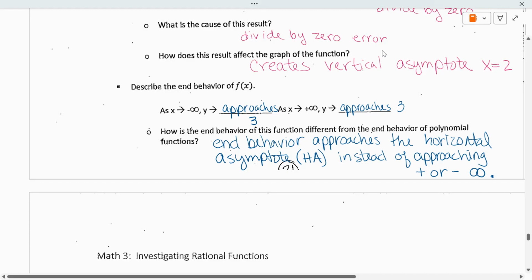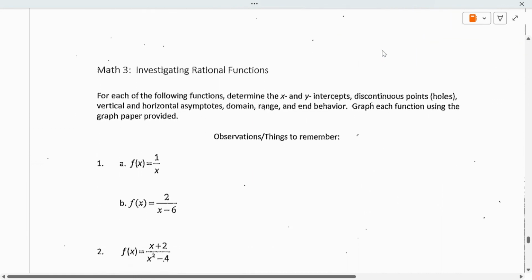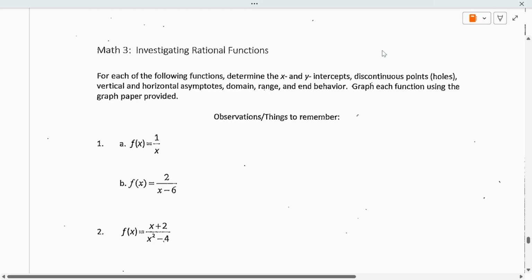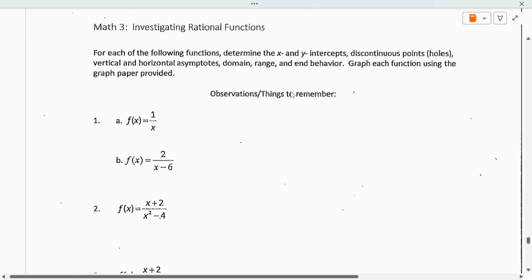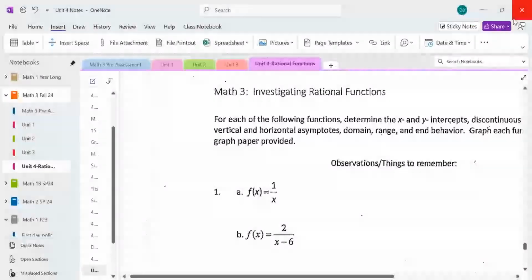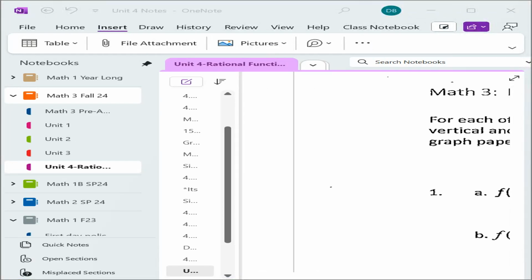So we're going to do some investigating on rational functions, and we're going to open up Desmos. So for each of the following functions, determine the x and the y intercepts, discontinuities, which would be holes, vertical and horizontal asymptotes, domain, range, and end behavior. I am going to split my screen. We're going to do like 3 of these together, and then we'll pause, and we'll finish the rest of it up tomorrow. So I'm going to try and split my screen so I can go to Desmos graphing. But I would encourage you guys to open up your computer and also go to Desmos graphing.